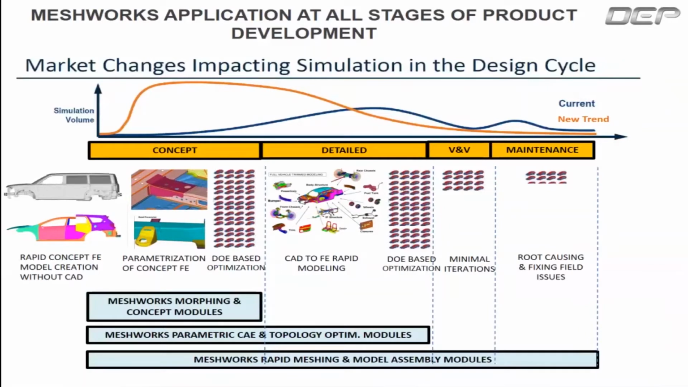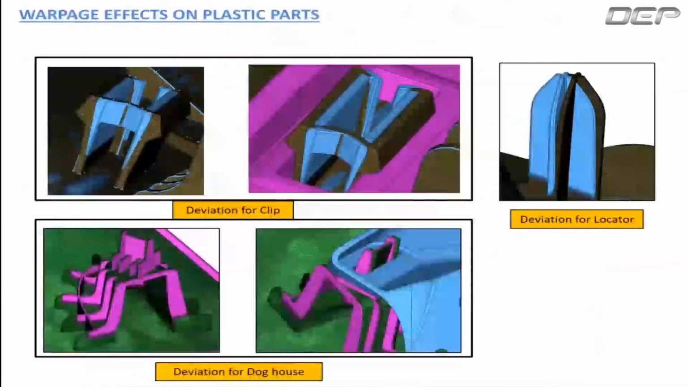Having given this introduction to our software, we would like to move to the topic of warpage effects on plastic designs. Here are the pictures which give a comparison of our nominal design, and when the part gets manufactured post all the cooling with the shrinkage and warping effect, you can see there are deviations with respect to what we actually expected.